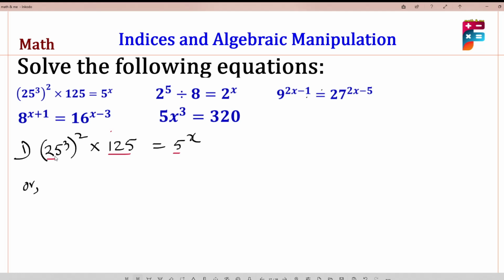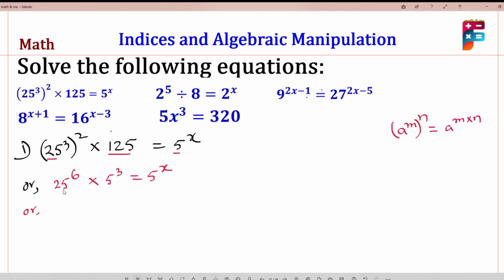So this 25 we can write as 25 to the power 6, because 3 times 2 means 6, because we know a to the power m to the power n means a to the power m times n. Hope you understand. So we can write 25 to the power 6 times 125, which we can write as 5 cubed. Our ambition is to make the base 5, equals 5 to the power x.